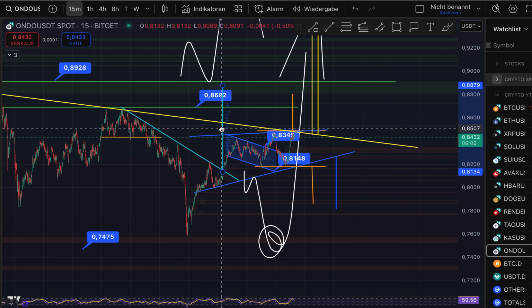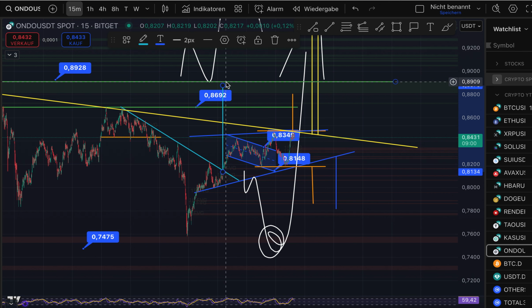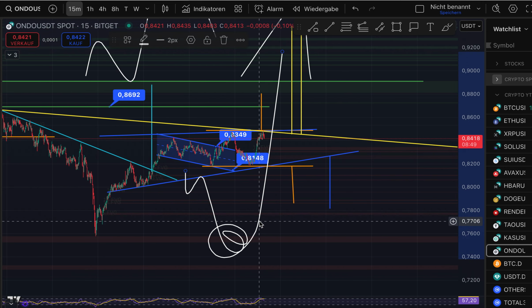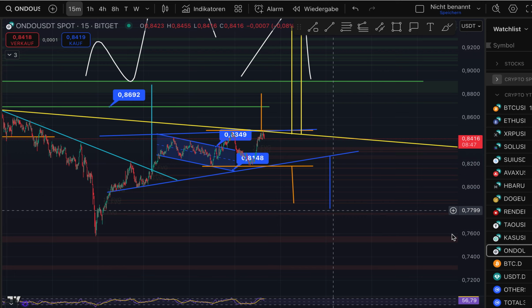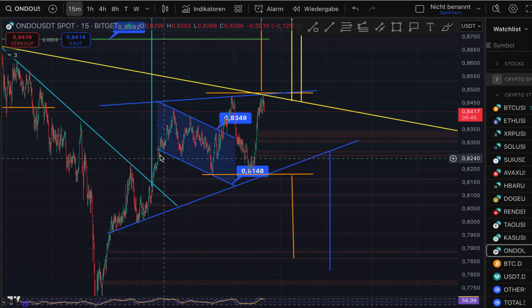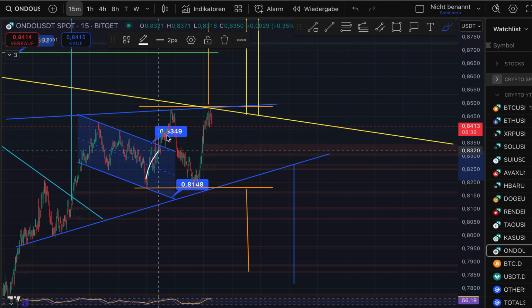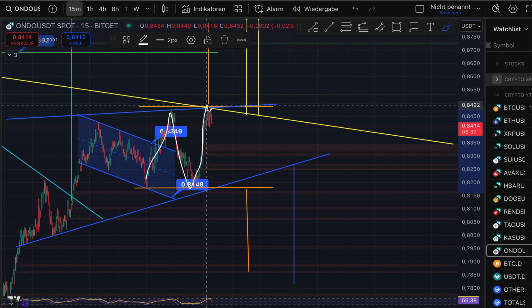We put it to the breakout point. Target 89.3 cents. There also a fair value gap ends. So anyway, let me take this one out. So if we zoom in, then you can see that we are currently in a rectangle. So this can be a double bottom pattern.